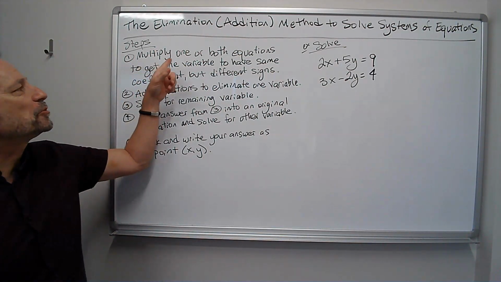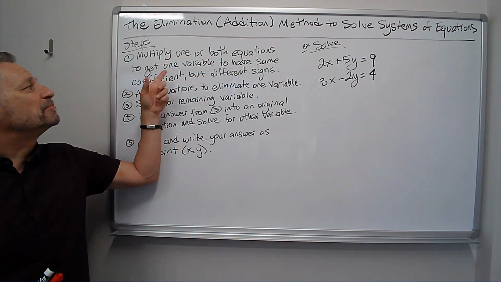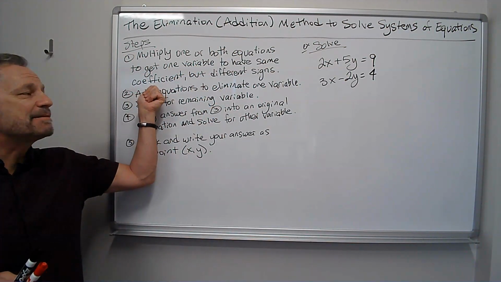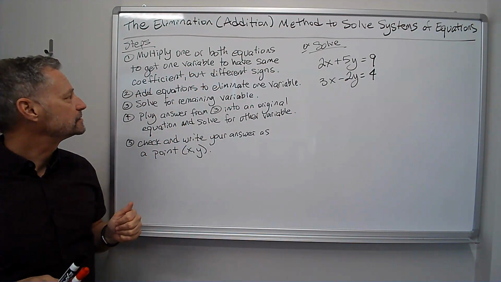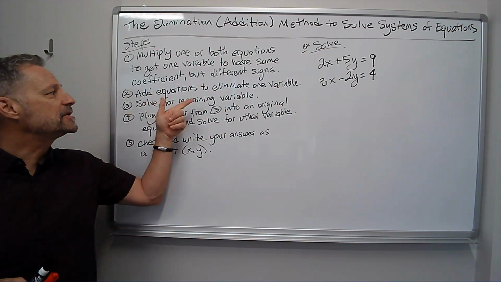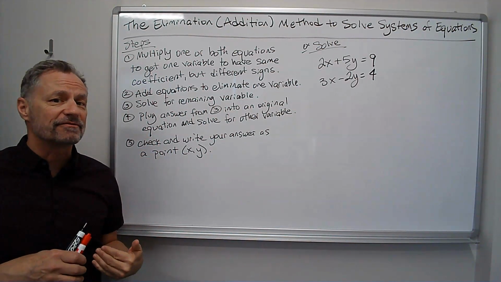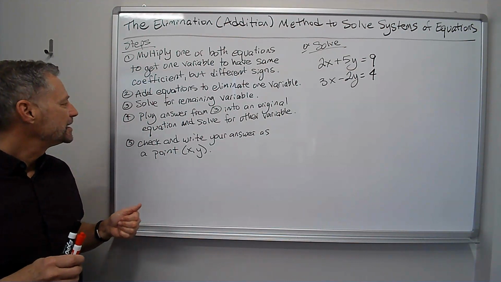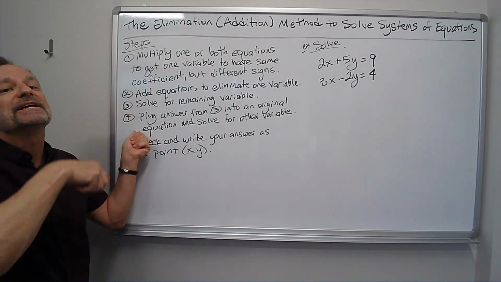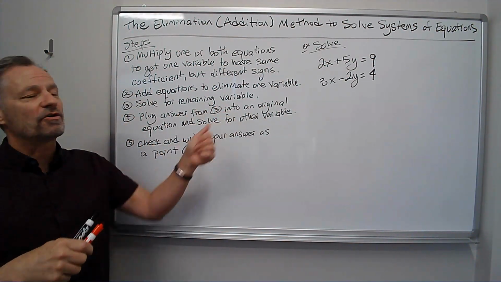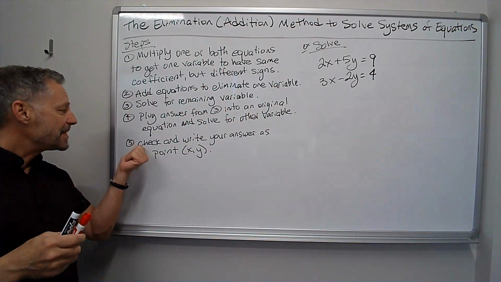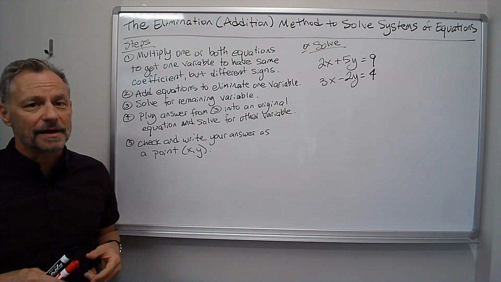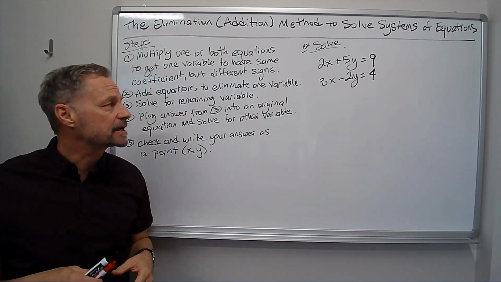The first step is to multiply one or both equations by constants to get one variable to have the same coefficient but different signs. Two, we're going to add the equations together and it's going to eliminate one of the variables. And then we're going to solve for whatever that variable is that remains. Then we plug that answer into one of the original equations and solve for the other variable. At that point, we just check, and if we have the right answer, we write our answer as a point (x, y). So let me show you an example of what we're talking about here.